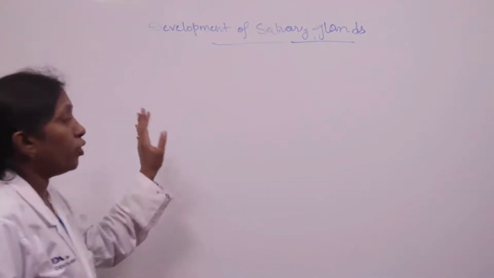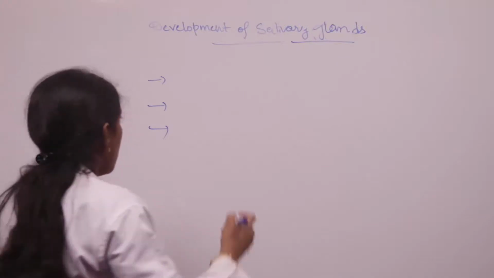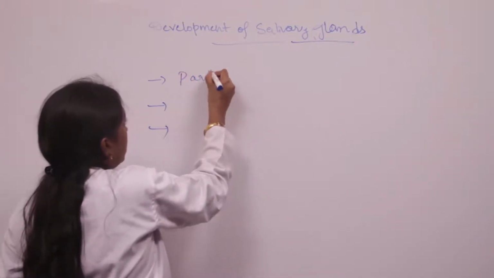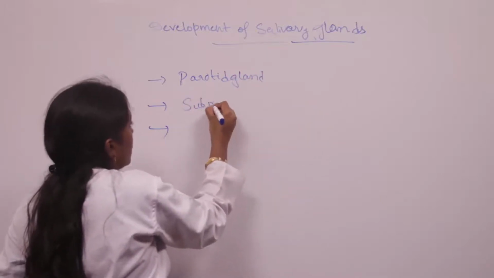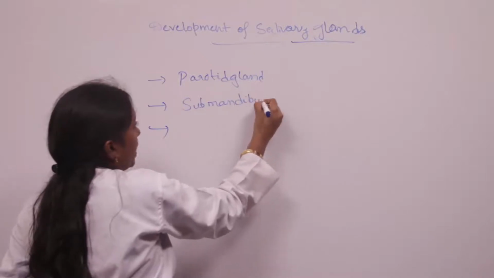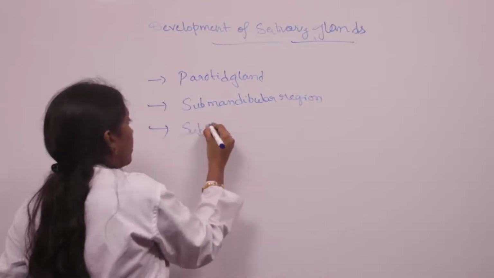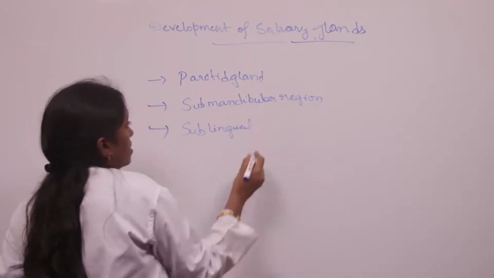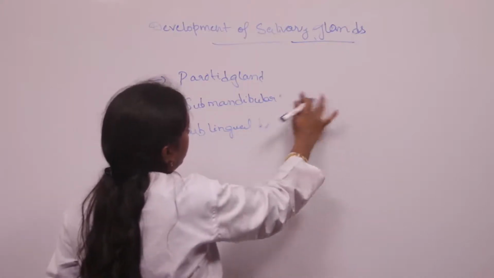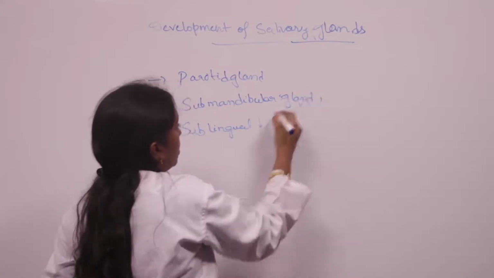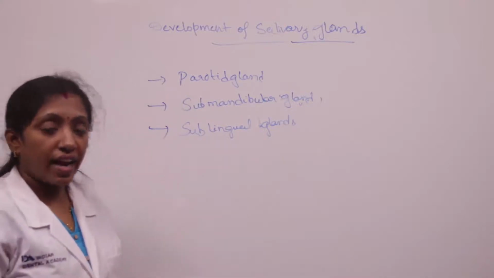So today we are discussing the development of salivary glands. We know that there are three salivary glands. The largest salivary gland is the parotid gland. The second one is the submandibular gland, which is situated in the submandibular region. The third one is the sublingual gland, which is present near the submandibular gland. These are the three main salivary glands.